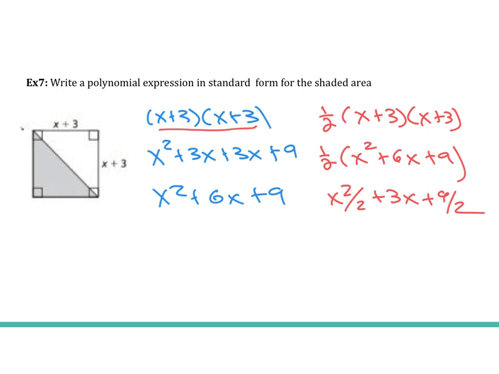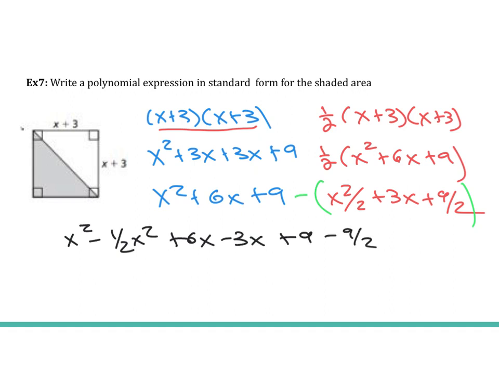So I'm going to go ahead and do that. I'm going to subtract the entire expression. And when I subtract things, I'm going to go ahead and line up things based off of their corresponding degrees. So I can start off with x squared minus 1/2 x squared. Then we have plus 6x minus 3x. And finally, plus 9 minus 9 over 2. So I've kind of matched up corresponding parts based off of their degrees in descending order.